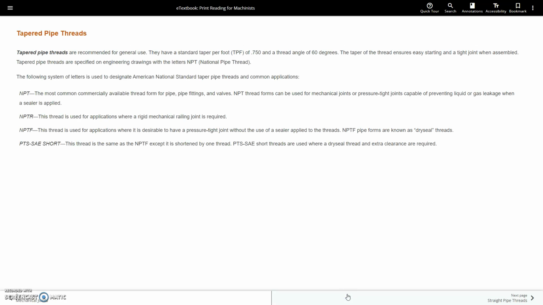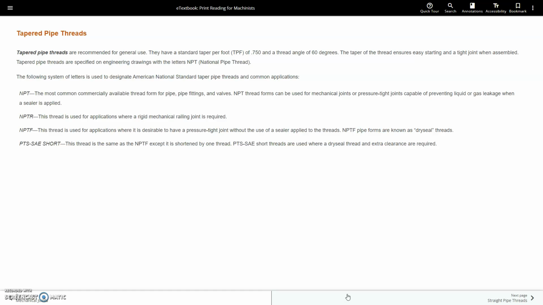So tapered pipe threads are recommended for general use. They have a standard taper per foot of 0.75 and a thread angle of 60 degrees. The taper of the thread ensures easy starting and a tight joint when assembled. Tapered pipe threads are specified on engineering drawings with the letters NPT, so it's National Pipe Thread. The following system of letters is used to designate American National Standard tapered pipe threads and common applications.